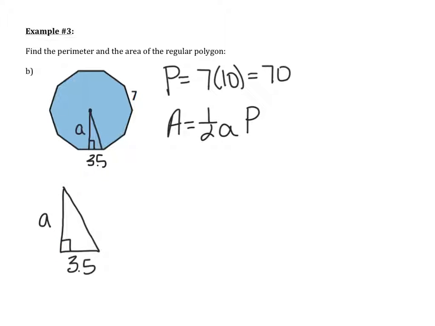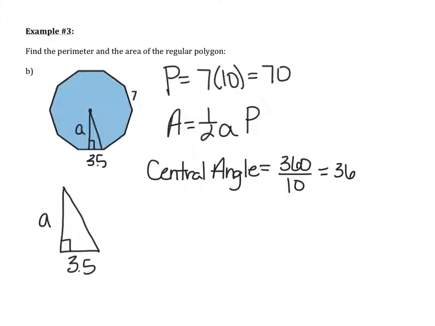So we know that the apothem splits a central angle in half. To find a central angle, I'm going to take 360 divided by the number of sides. So again, 360 degrees divided by the 10 central angles there would be, since there's 10 sides. So each central angle is 36. But once again, the apothem splits that angle in half. So that angle measure would be half of that. So 36 divided by 2 is 18.